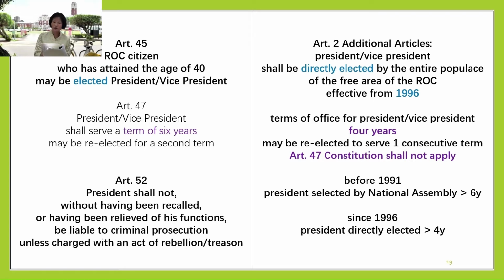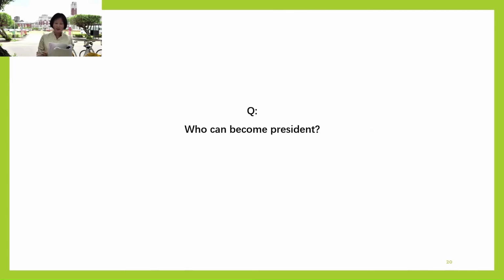In the original Constitution, Article 47, it says a term of 6 years. But we know that this has been revised, and according to Article 2 of the additional articles, it's now 4 years. So the President has a term of 4 years, but can be re-elected for a second term, which means a maximum term of 8 years in total.